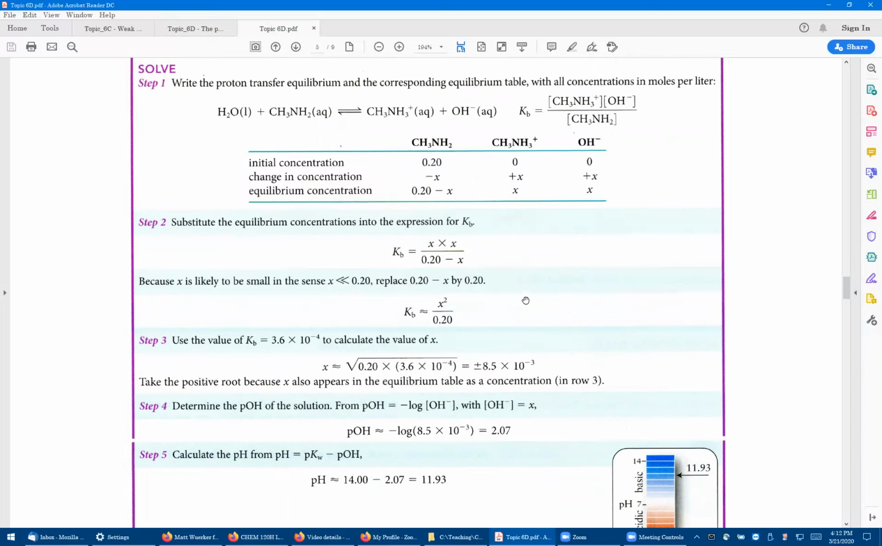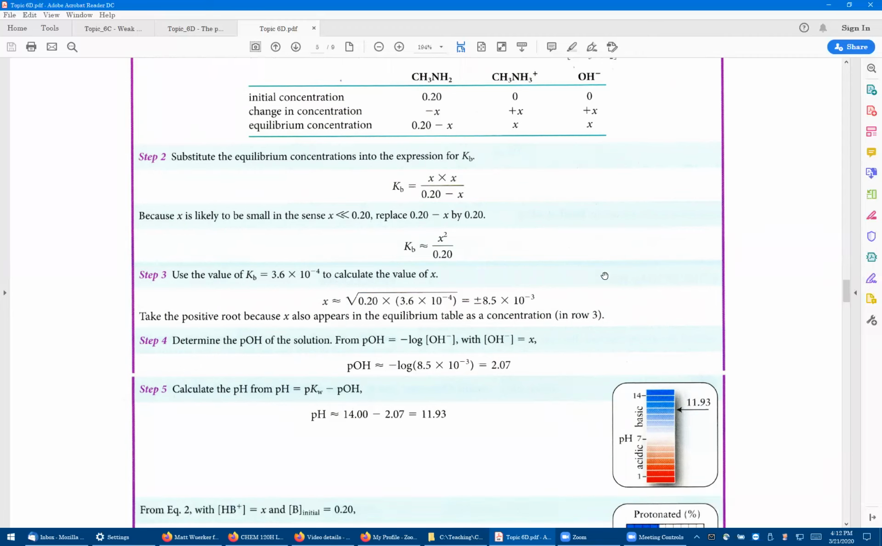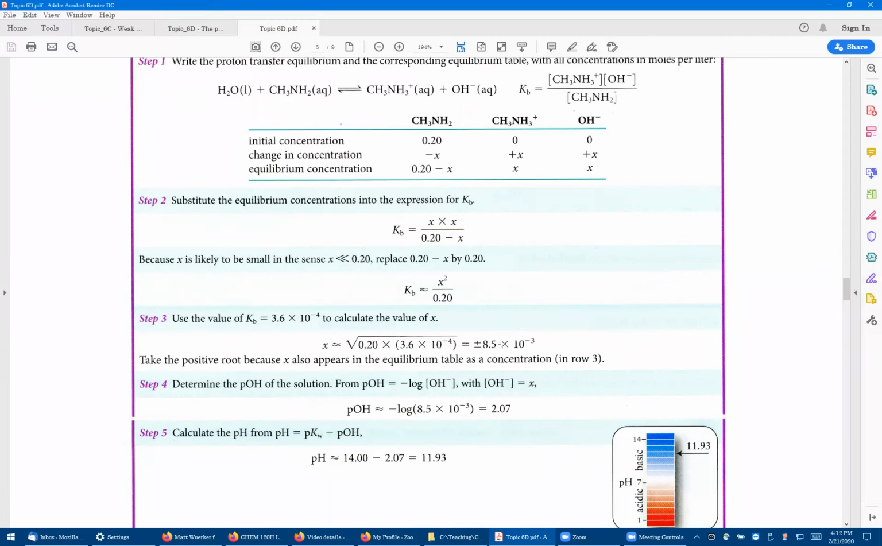And so again, we will make the assumption that X in this case is very small compared to 0.2 and can be neglected. So we simplify it to an expression like that. So now, just by rearranging and taking the square root of 0.2 times 3.6 times 10 to the minus 4, we get 8.5 times 10 to the minus 3. And again, only the positive root has a physical meaning. So now, what does that correspond to, though? It's not the concentration of hydronium ion, it's the concentration of hydroxide ion, all right?